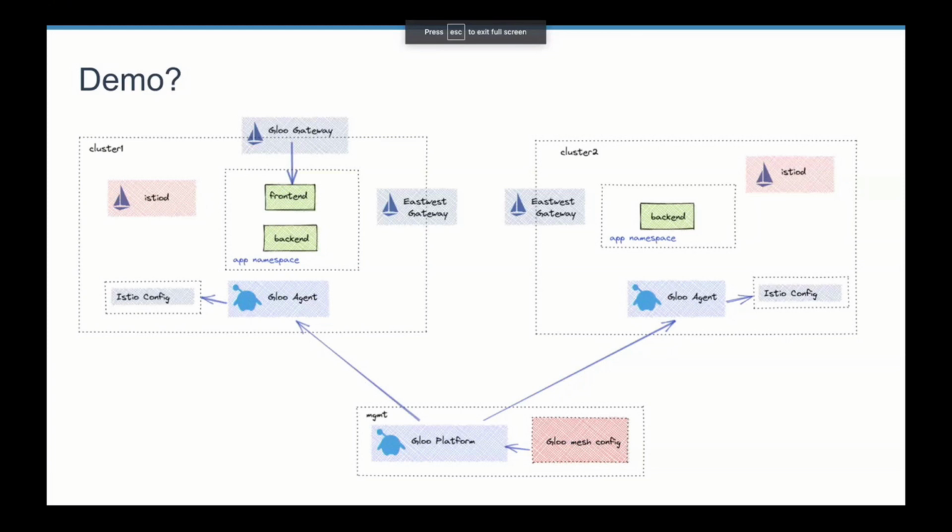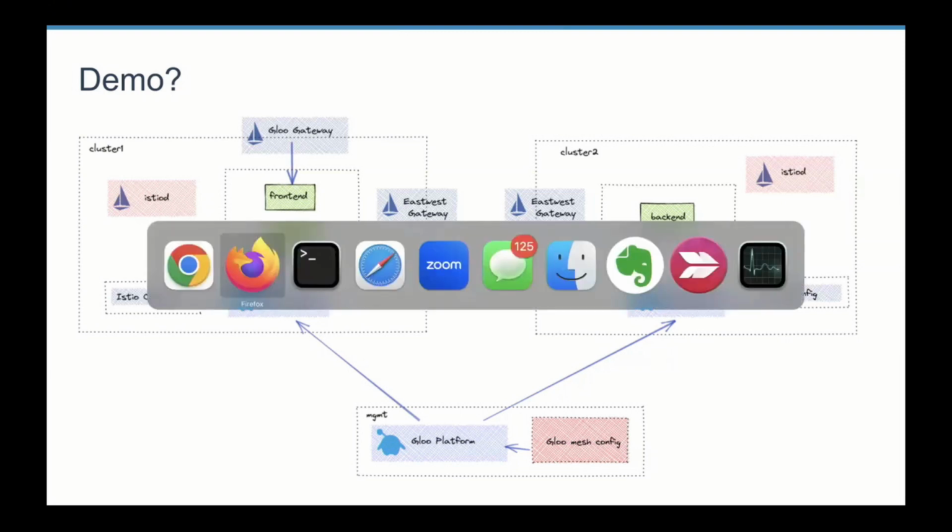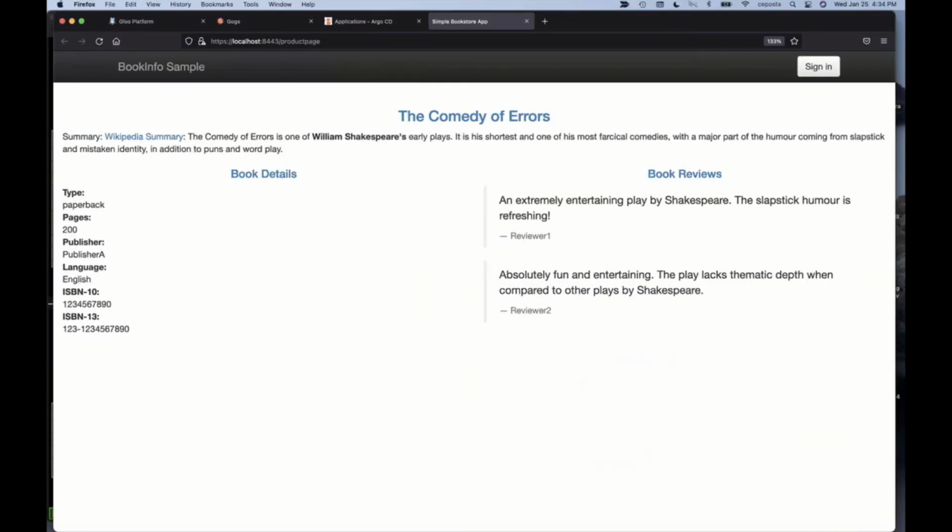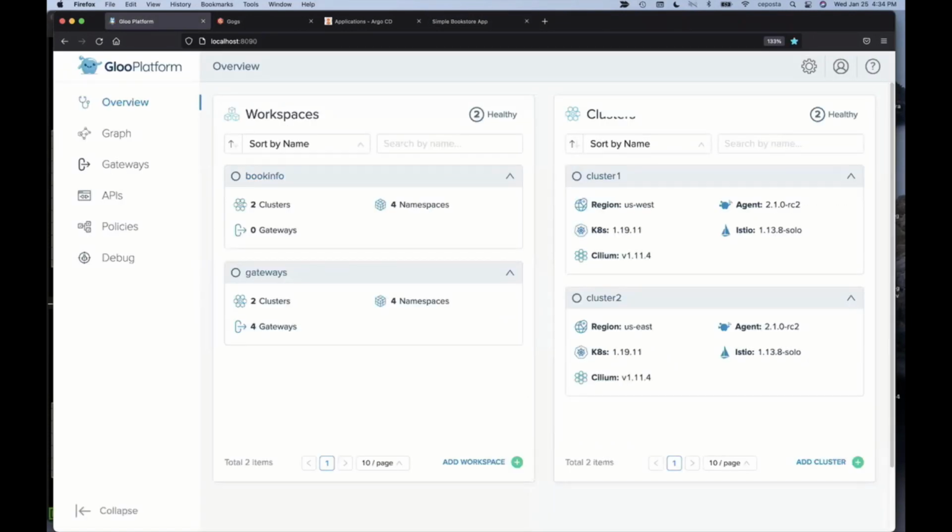Here's the dummy. You can see it here. Traffic's coming in. It's going to cluster 1. Front ends are calling the back ends, and you're getting a response. But what we're going to see here is I've configured... So Istio is running here. Gloo Mesh is managing those Istios because we can see them here in the Gloo Mesh screen. I've configured Gloo Mesh to apply a failover policy for communication to the reviews service.